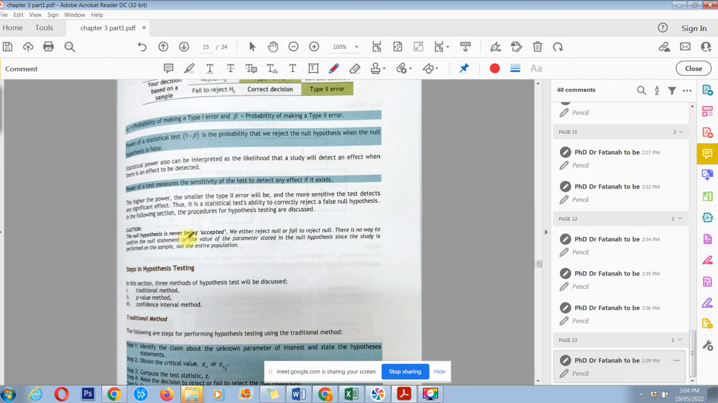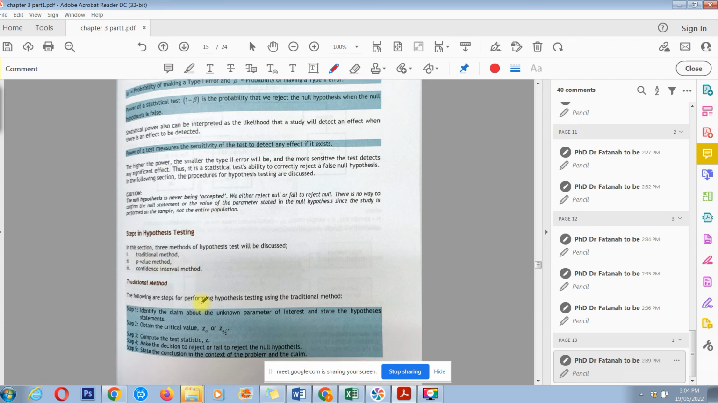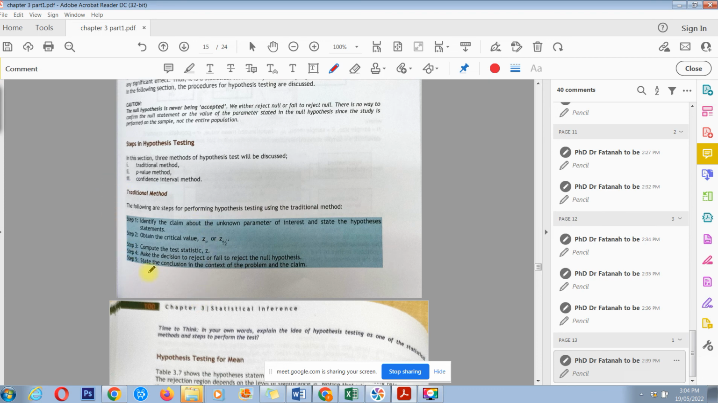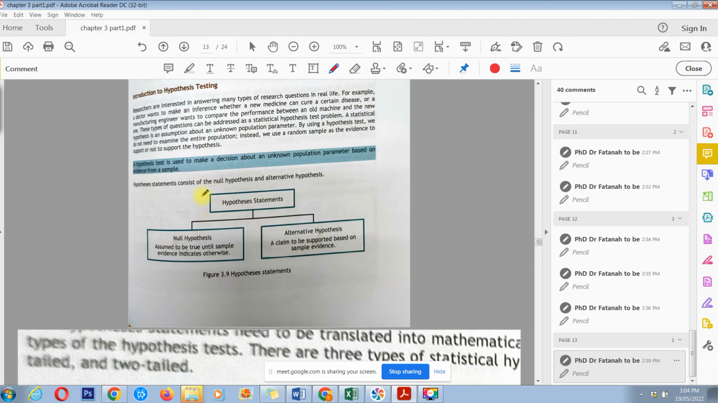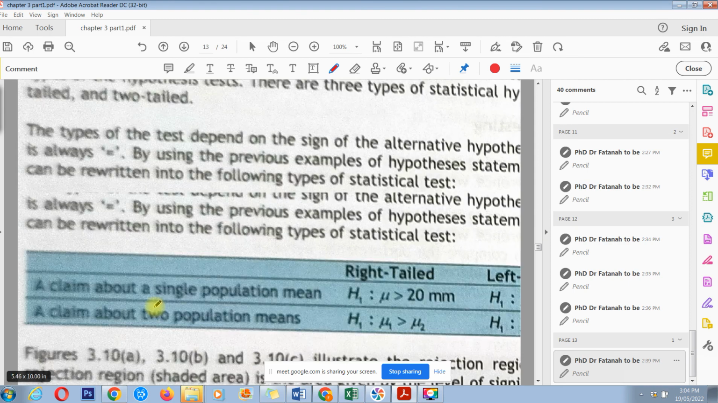Alright, so we go to the steps in hypothesis testing. We have the traditional method, the p-value method, and the confidence interval method. For the traditional method, we have 5 steps. Every method has 5 steps. First of all, identify the claim, which is the hypothesis, yang kita cakap tadi, an example of hypothesis in this page.